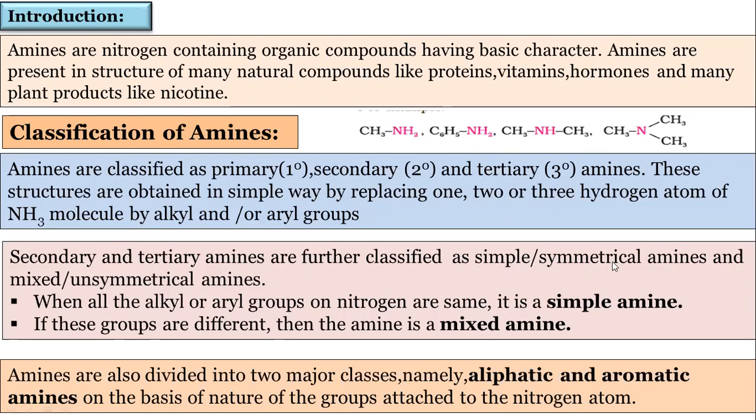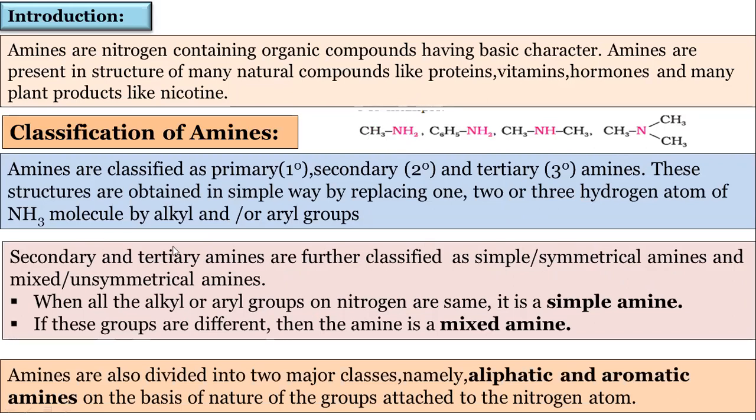as simple or symmetrical amines, like ketones. Ketones are also classified as symmetrical ketones and unsymmetrical ketones. And ethers also: simple ethers and mixed ethers, or unsymmetrical ethers. So this classification applies to the secondary and tertiary amines only, remember, because in secondary and tertiary amines, two or more alkyl groups are attached. This is not possible to classify in primary amines because only one R group is there.